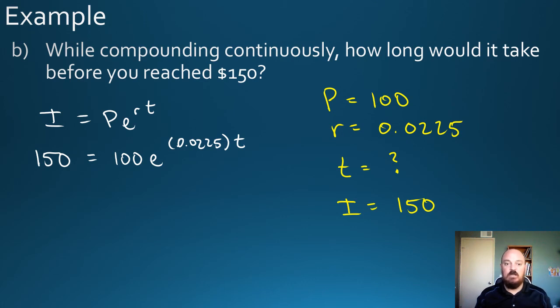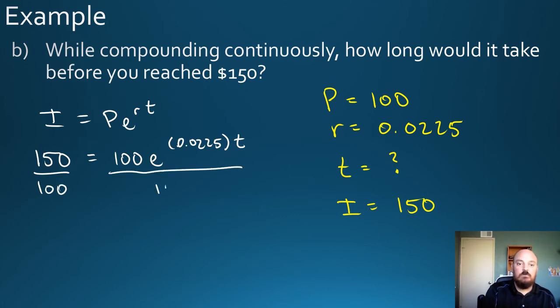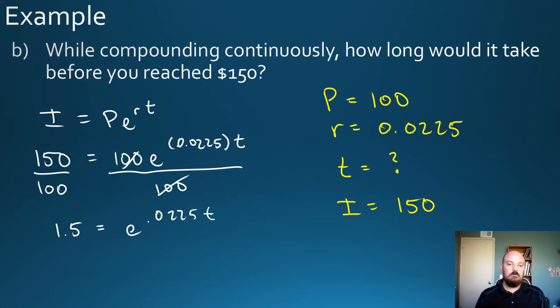We just finished talking about these. Step 1 is to isolate it. So I'm going to divide both sides by 100 because I want to isolate that e to the x function. So 150 divided by 100 is 1.5. And then we get e to the 0.0225t. Now, we have our e to the x function isolated.